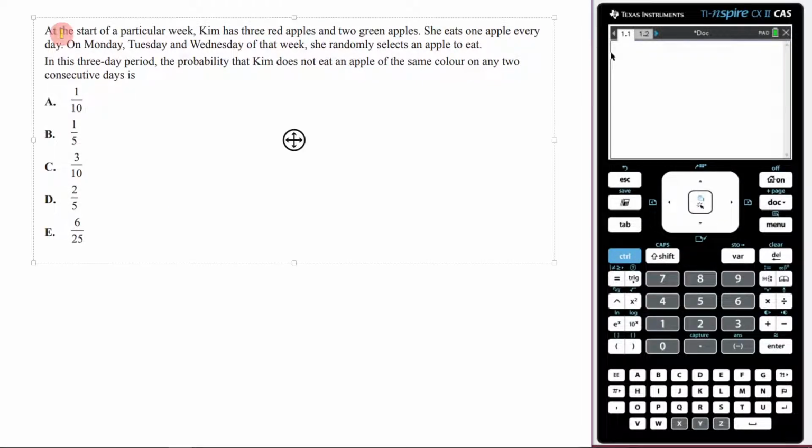It says, at the start of a particular week, Kim has 3 red apples and 2 green apples. She eats 1 apple every day. On Monday, Tuesday, and Wednesday of that week, she randomly selects an apple to eat. In this 3-day period, what is the probability that Kim does not eat an apple of the same color on any two consecutive days? Okay, so we need to figure out the probability that Kim does not eat an apple of the same color on 2 consecutive days.